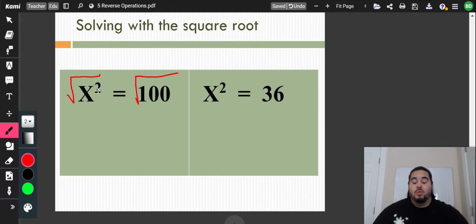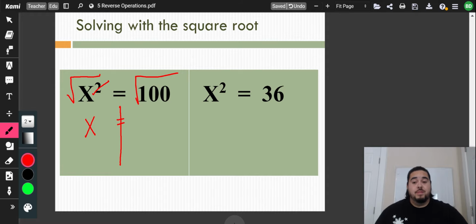And then remember, when you square root something, all it does is it gets rid of that square. Okay, so x is the only thing left over on this side. And then we have to ask yourself a really important question. What is the square root of 100? So there's a couple ways you can figure this out. You can think of your multiplication tables. Remember that squaring something means you multiply it by itself. So what number times itself equals 100?